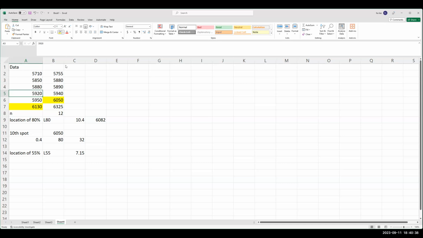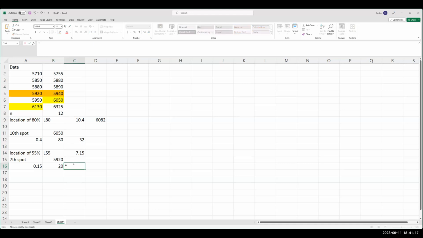I'll use a different color. And 8. So it's in between these two. Okay, so the 7th spot is equal to this guy. And then the 0.15 spot, this is equal to the distance. Well, first we have to figure out the distance. That is the distance between this guy and this guy.